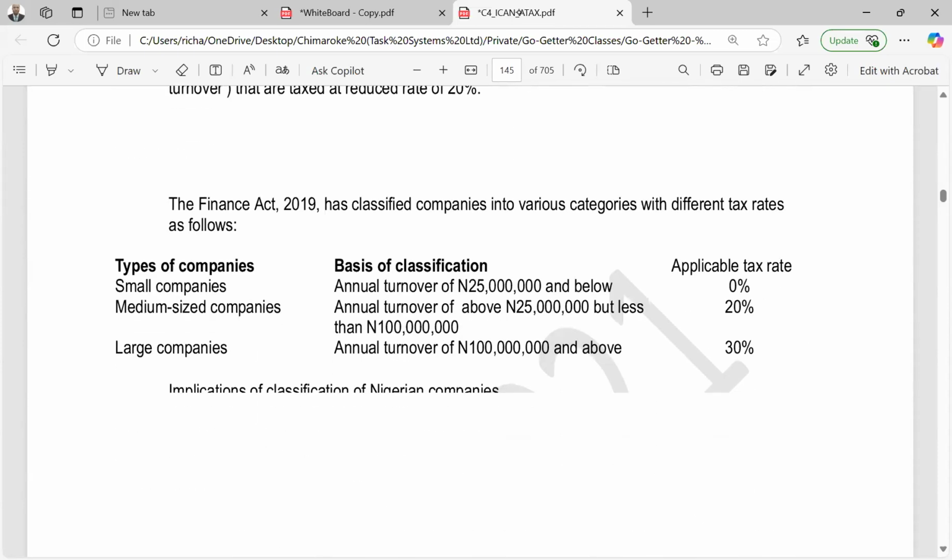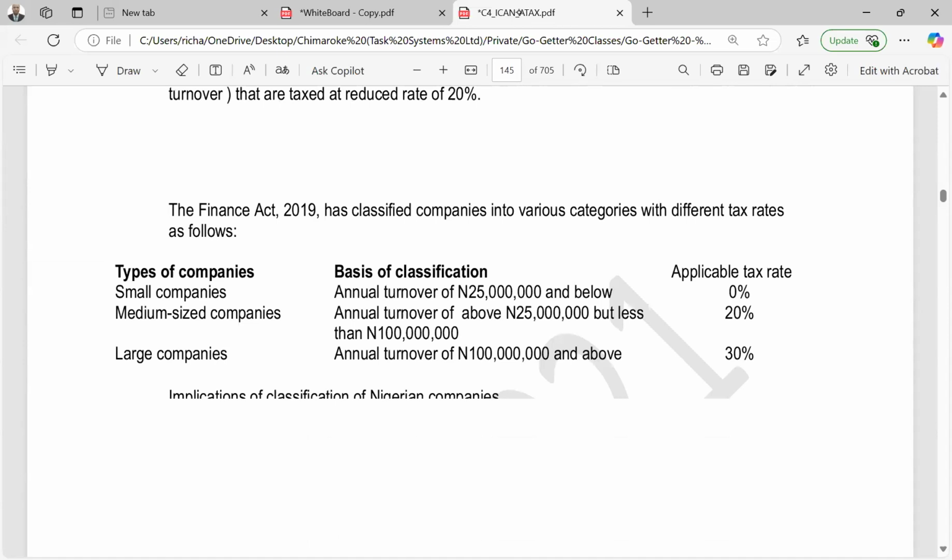Now look at the size of the company's turnover and the applicable tax rate. Small companies, we see it as 25 million and below, 0. Medium size between 25 and 100 million, so it means 25 million to 99,999,900, that's going to be 20%. The moment it hits 100 million, you start paying 30%.